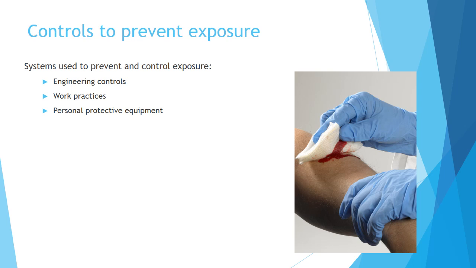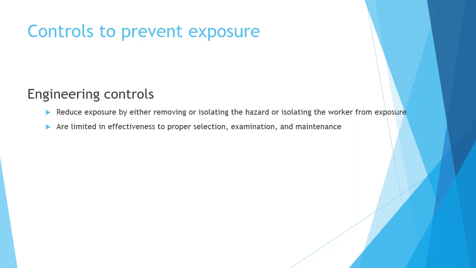Controls to prevent exposure include engineering controls, work practices, and personal protective equipment. Engineering controls reduce exposure by either removing or isolating the hazard or isolating the worker from exposure, and they are limited in effectiveness to proper selection, examination, and maintenance.